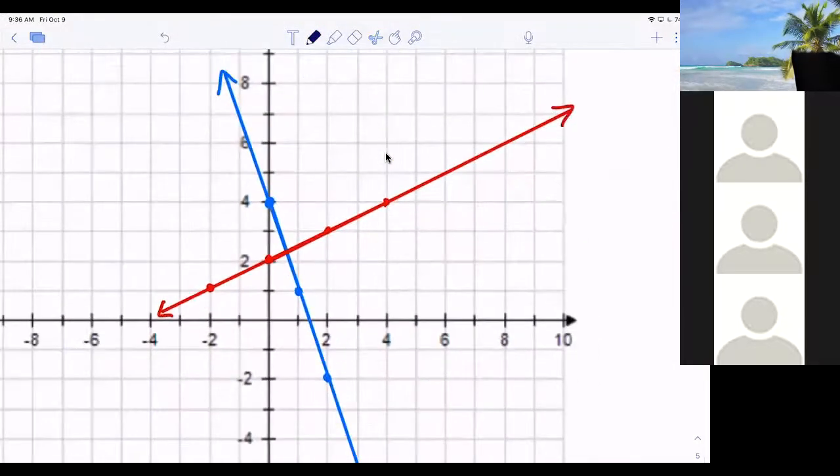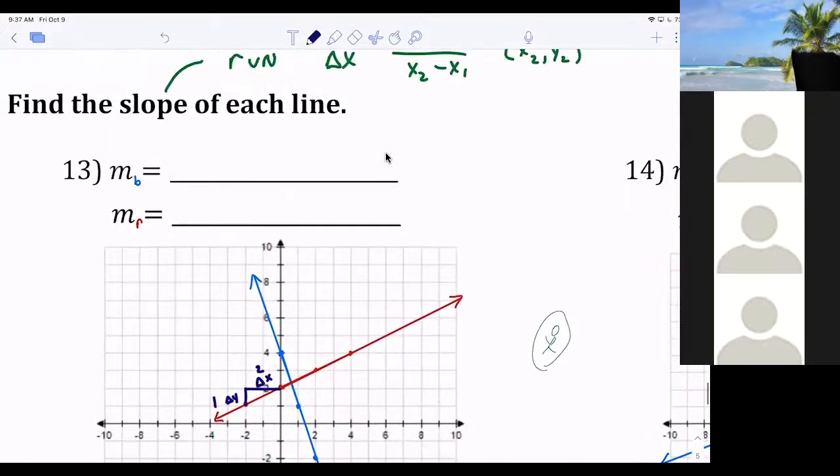I'm going to blow up. Here, this represents delta y. This represents what? Delta x. I get from one point to the next point. There had to be a rise and there had to be a run. How much should I go up? 1. How much should I go over? 2. So the slope, remember, is delta y over delta x.